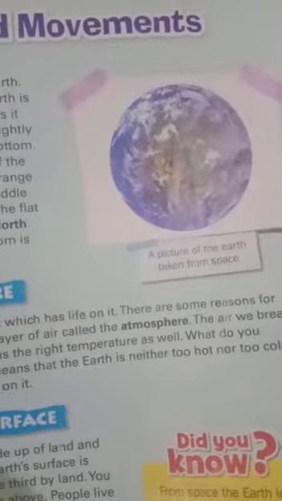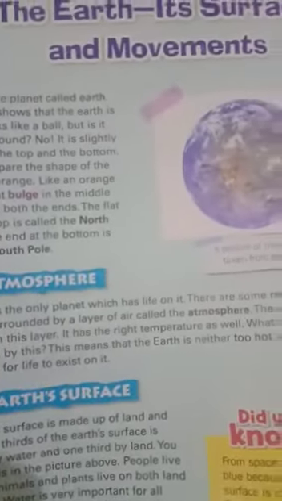Do you know why they have used the term right temperature? Because the Earth is the only planet which is neither too hot nor too cold. It is perfect for us to live. That is why life exists here.